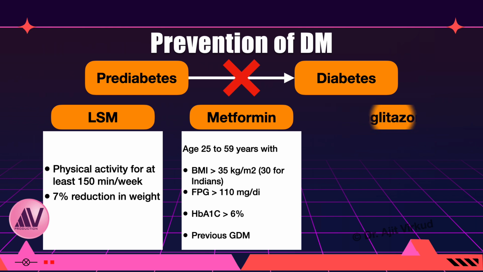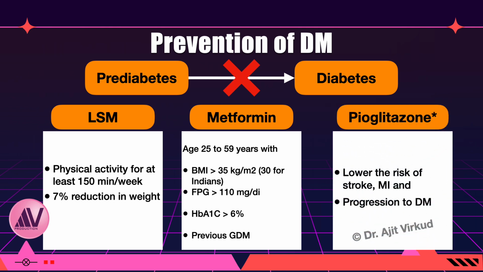Drugs like metformin and pioglitazone have been recommended in these individuals. Lifestyle modification has also been suggested for prevention. Physical activity for at least 150 minutes per week, resulting in at least 7% weight loss, has been shown to be beneficial. This brings about statistical reduction in conversion rate. Studies have shown that lifestyle modification is more efficacious than metformin for prevention of diabetes mellitus.